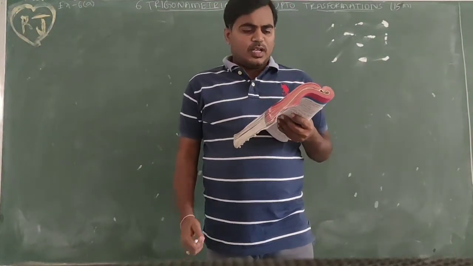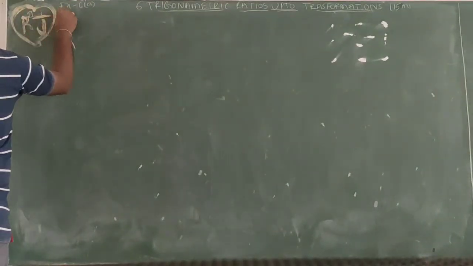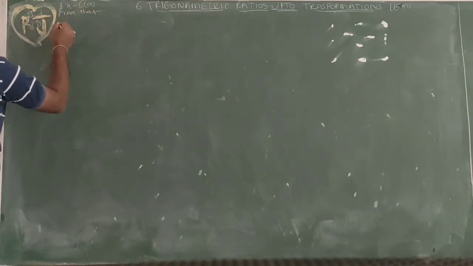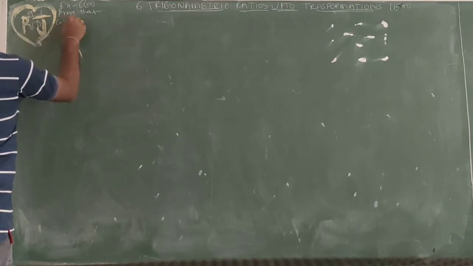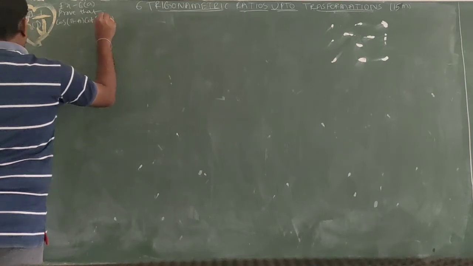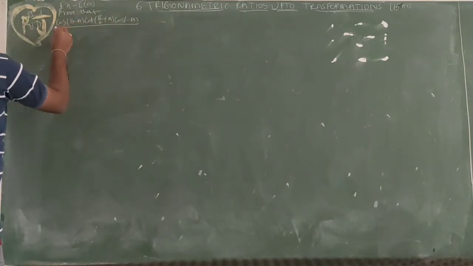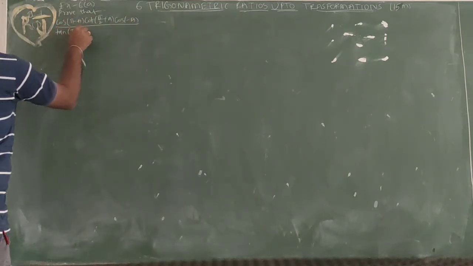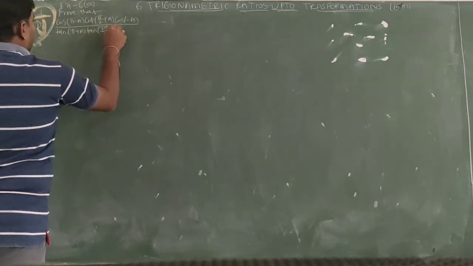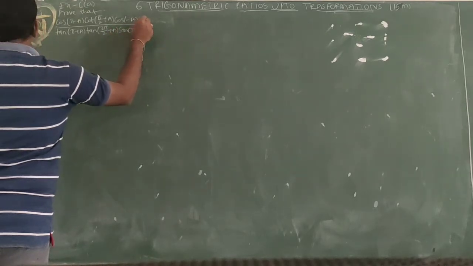Trigonometric ratios up to transformations. Second bit, first question. Prove that: cos of (pi minus a) cot of (pi by 2 plus a) cos of (minus a) by tan of (pi plus a) tan of (3 pi by 2 plus a) sin of (2 pi minus a) equal to cos a.